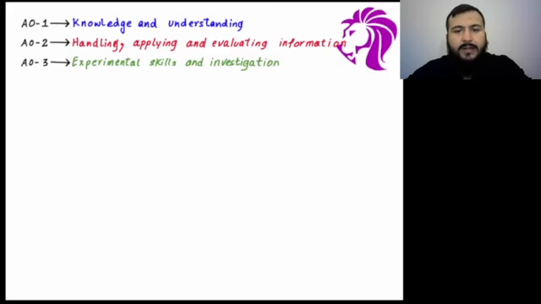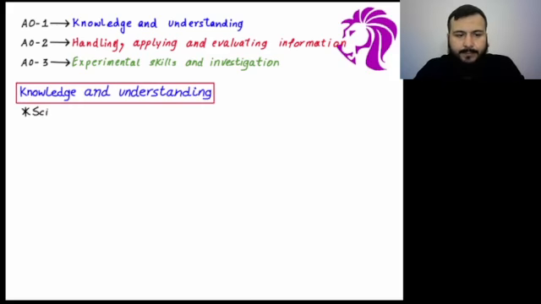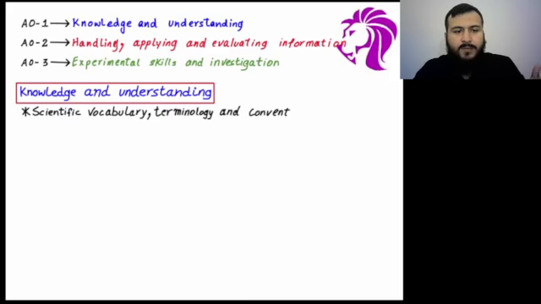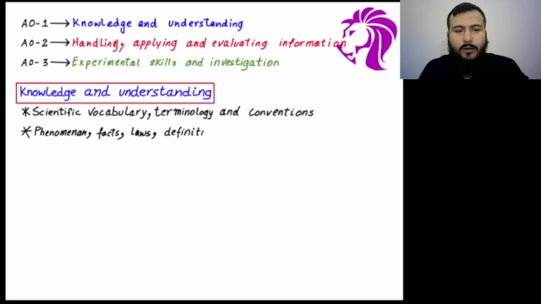So there are 3 assessment objectives that the examiner is going to use to test all the 25 chapters that he has assigned you to learn. Assessment objective 1 is knowledge and understanding. Now let's see what he expects of us in knowledge and understanding. He wants us to know the scientific vocabulary, the terminologies that we use, the conventions that are in practice. He expects us to know the phenomena, facts, laws, definitions, concepts and theories that are given in the course.